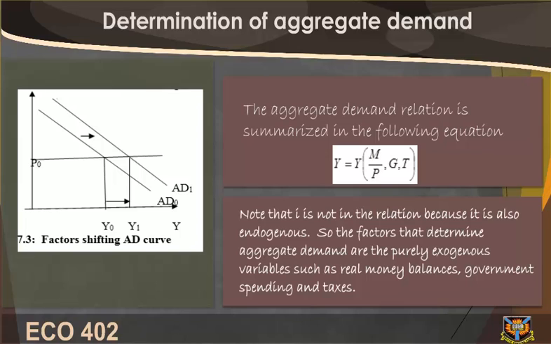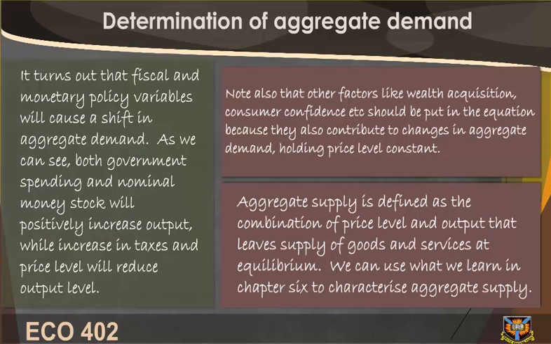The aggregate demand relation is summarized in the following equation. Note that i is not in the relation because it is also endogenous, so the factors that determine aggregate demand are the purely exogenous variables such as real money balances, government spending, and taxes. It turns out that fiscal and monetary policy variables will cause a shift in aggregate demand. As we can see, both government spending and nominal money stock will positively increase output, while an increase in taxes and price level will reduce output level.